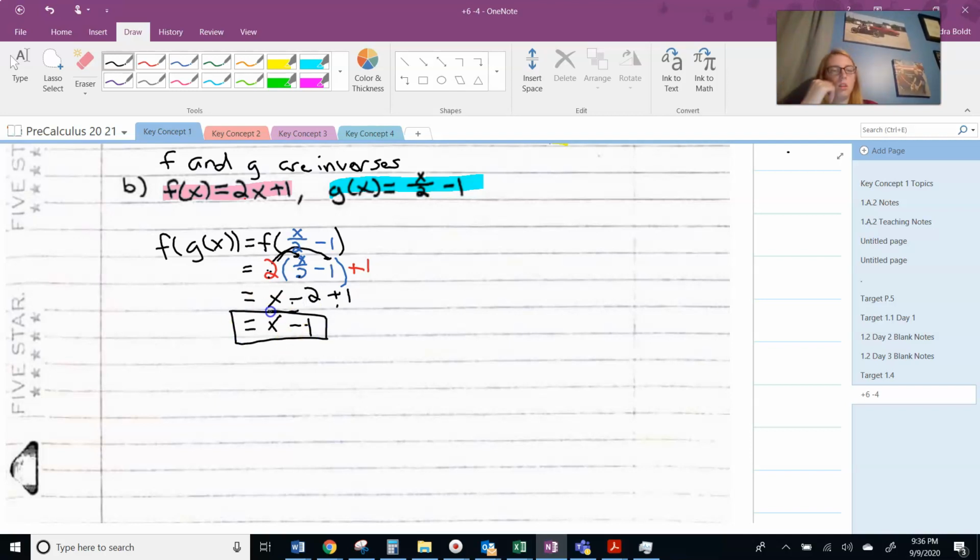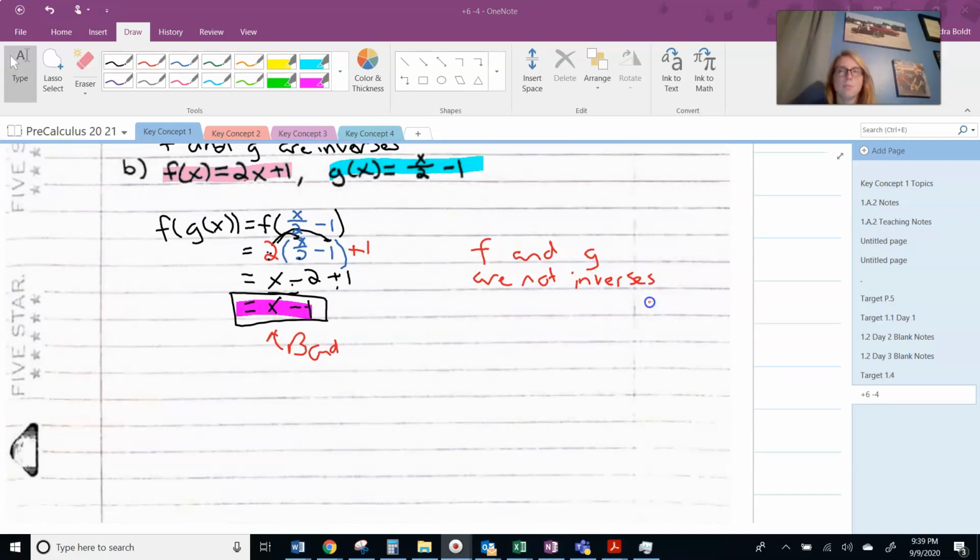Okay. Bad. So as soon as you have one that doesn't work, you can say they're not inverses. So if it doesn't work, you can automatically say no. If the first one works, you still have to do the second one. Okay. And that is it for function inverses.